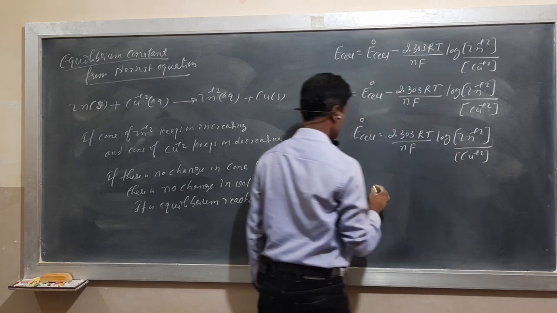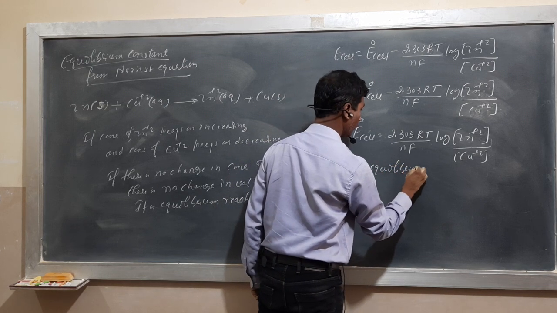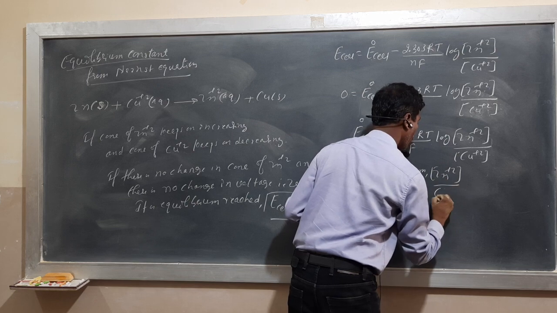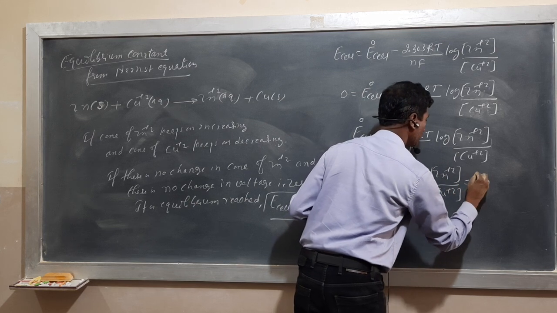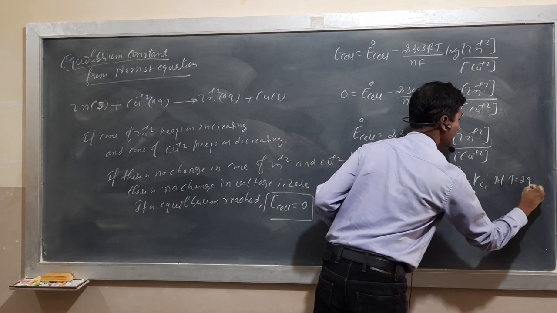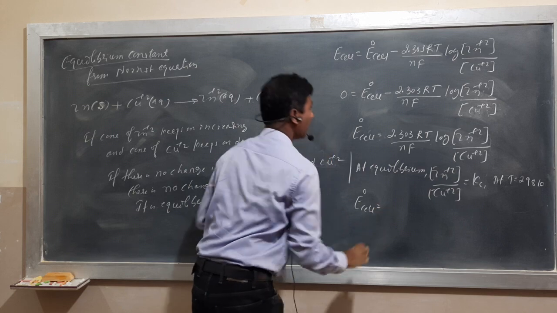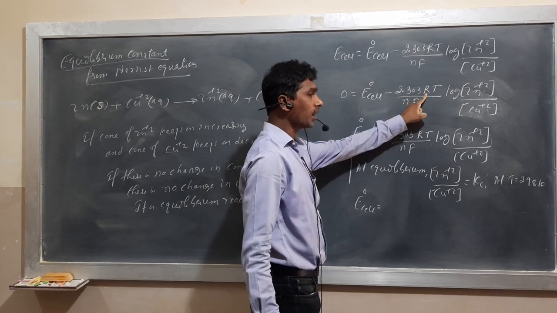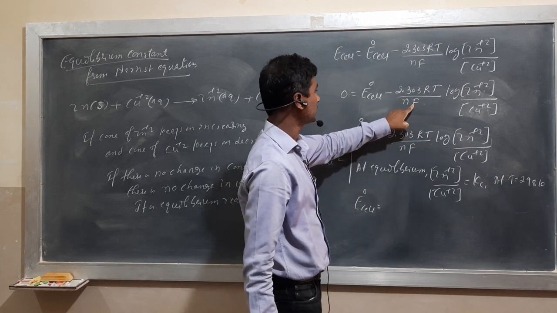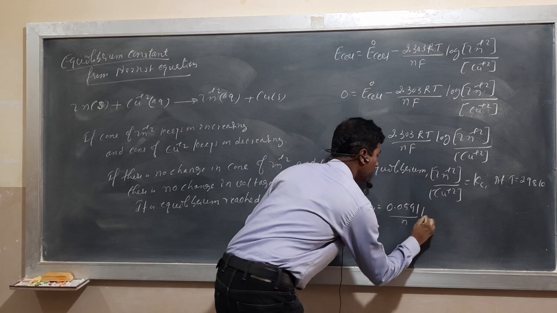Now at equilibrium, Zn 2+ divided by Cu 2+ is equal to Kc. At T equal to 298 Kelvin, E naught of cell is equal to 2.303 times R value 8.314 times the temperature 298 divided by Faraday 96,500, so it gives 0.0591 divided by n.